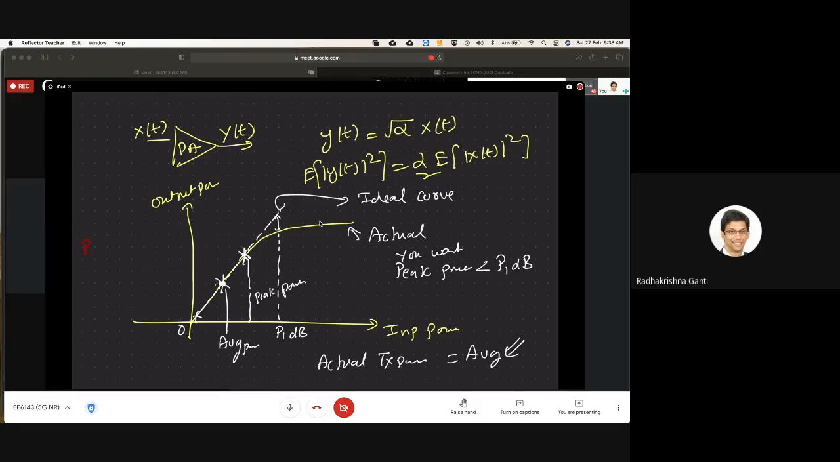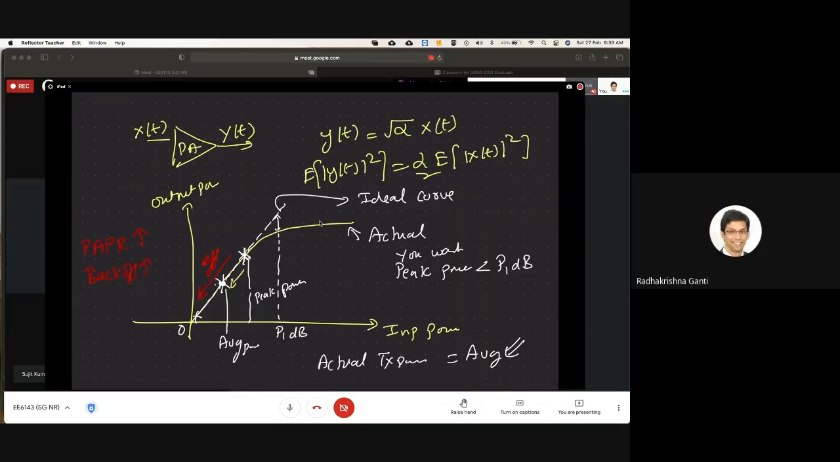So what is the take-home from this? If your peak to average power ratio is greater, then your back off will be higher. If your back off is higher, there are two problems. One is, of course, your transmission distance decreases because the average power is decreasing. And second, you also operate the PA at a lower efficiency. The lower you go here, the lower the efficiency of the PA becomes.